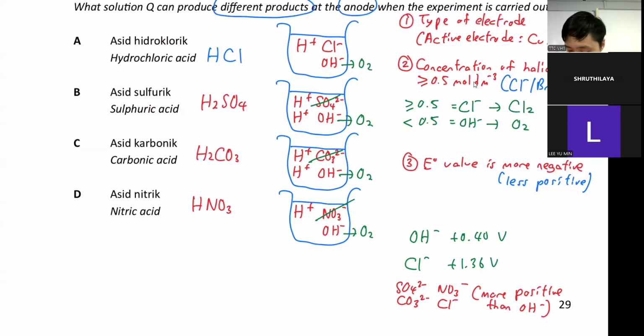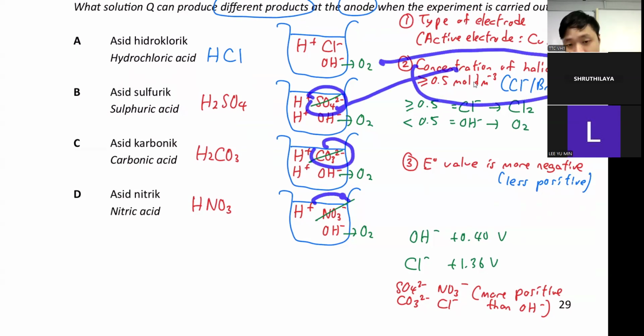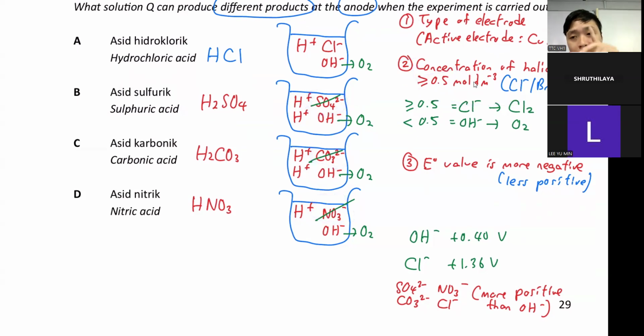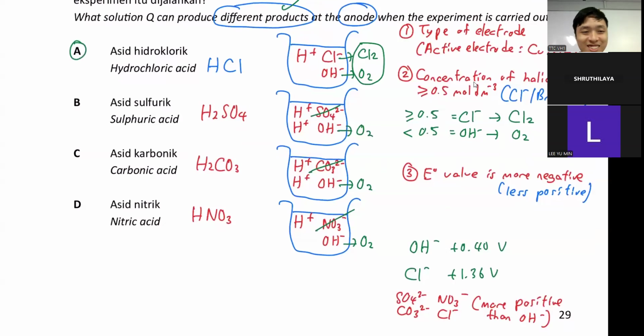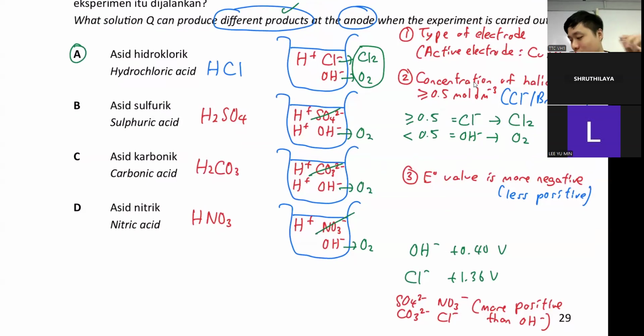There is no other choice because the second factor cannot apply to sulfate, carbonate, nitrate. Not possible. But it can affect chloride ion. So sometimes in hydrochloric acid, it can produce Cl2. That is why they ask which one has a different product. The possibility of having a different product is A. So answer? This question is a bit funny. So you have to use the brain to think a bit.